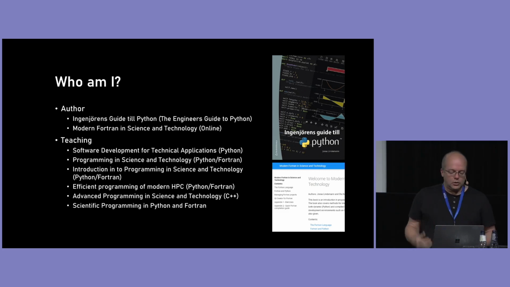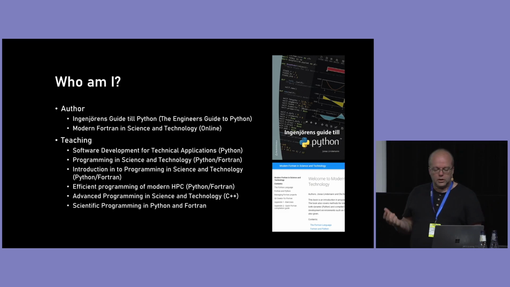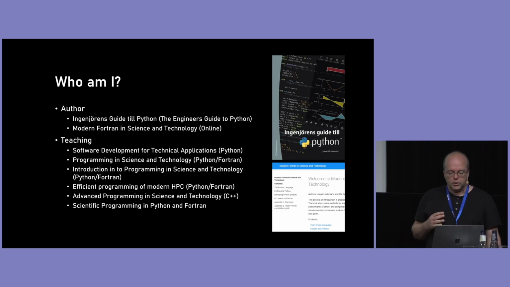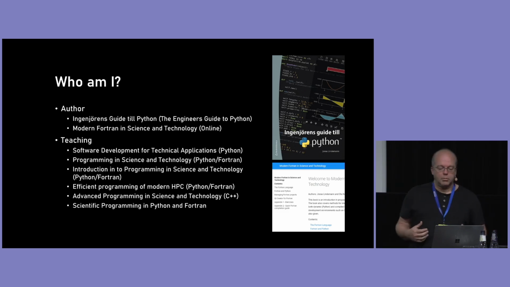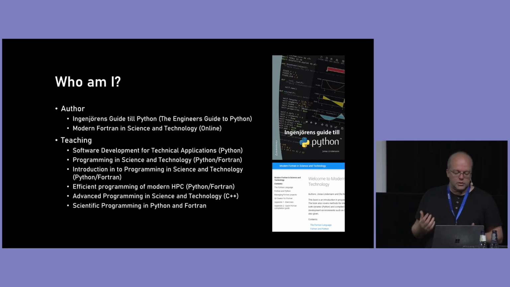I also do a lot of teaching, both for graduate students, but also for PhD students. So I teach in a course called Software Development for Technical Applications, which is for graduate students in Python, where we learn how to develop a complete engineering application. And for PhD students, I'm mostly working in the last one here, called Scientific Programming for Python and Fortran. So it's a course where we start with Python. We'll also look at how we can combine different languages.